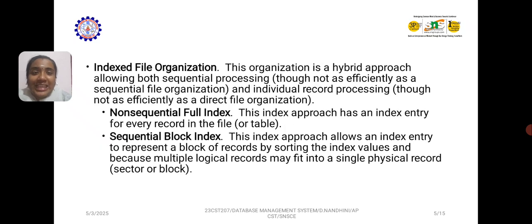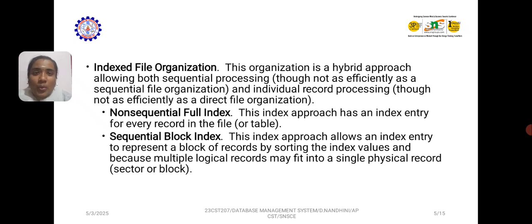Next one is indexed file organization. What is indexed file organization? It is also known as a hybrid approach, which allows both sequential processing, though not as effectively as sequential file organization, and individual record processing, though not as effectively as direct file organization. Its types are non-sequential full index and sequential block index.